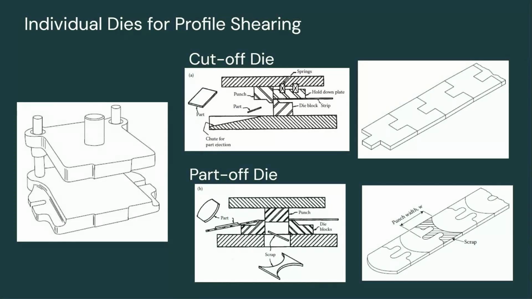So let's talk a little bit about the process of individual dies for profile shearing. Here on the left, you can see a die press where you have a top plate and a bottom plate that are able to move relative to each other using some rails. Two main styles of die are the cutoff die and the part-off die. So the cutoff die here, you can see at the top and the bottom sort of shear off one part at a time, and so every action of the die will cut off another part.